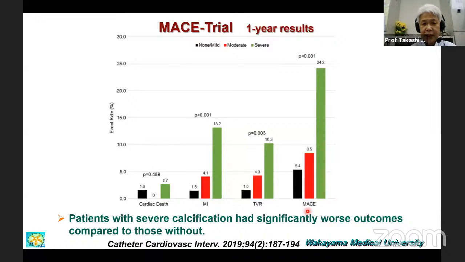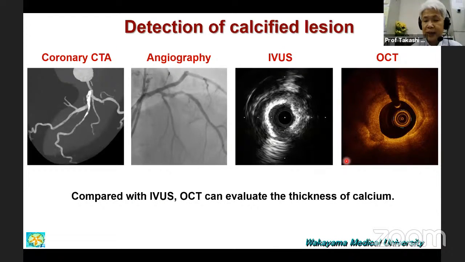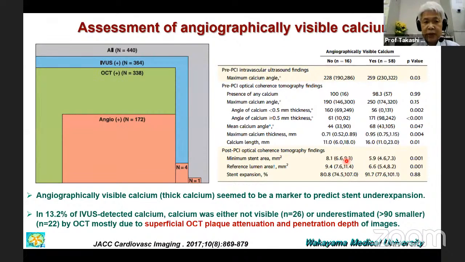So that is the reason why we have to pay attention to the calcium. There are many modalities to identify the calcium: coronary CT angio, IVUS, and OCT. Compared with IVUS, OCT can evaluate the thickness of calcium. It might be the advantage when you treat the lesion. So this is another data showing the comparison among angiography, IVUS, and OCT.